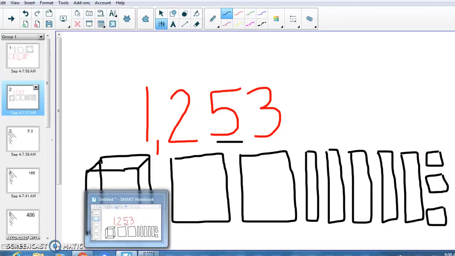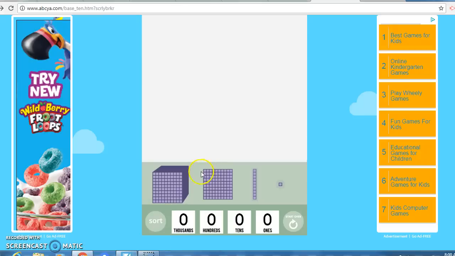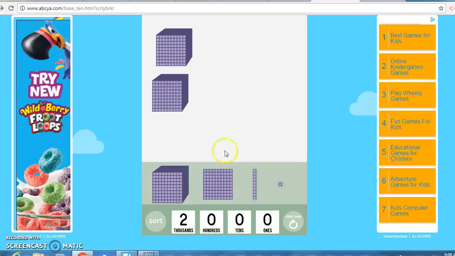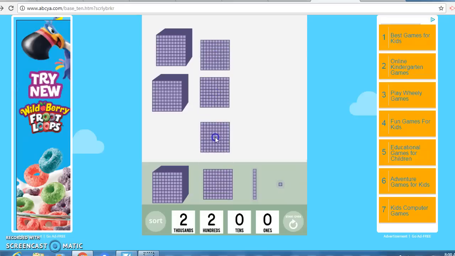All right, now let's try one last one and see if you can do it. Actually, I'm going to give you the base 10 blocks. You tell me what number it is. This isn't going to work. It's going to give you the answer. I'm just going to do it for you, and then I'm going to have you read it.